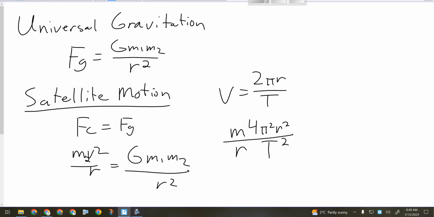Now, there's an r squared on the top and an r on the bottom. What happens to them? They cancel each other out. So there's still an r on the top, but it's no longer squared. Everybody all right with that?